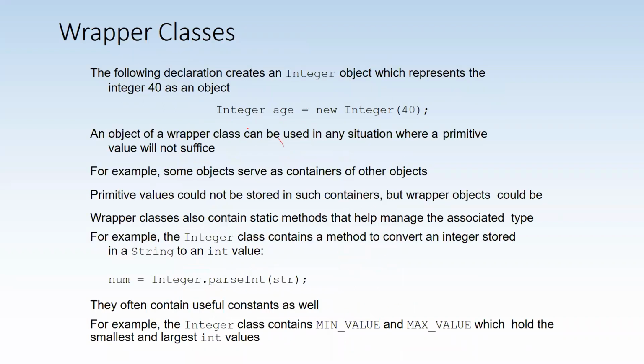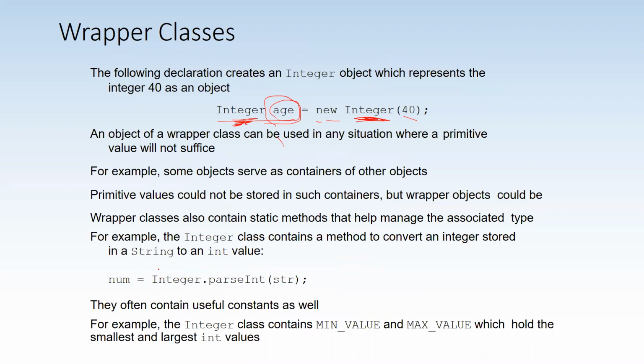And this is how you declare a variable. Age equals new Integer. That's the class name. And now age will be an object, not a primitive data type value. It's an object. Its value is 40.